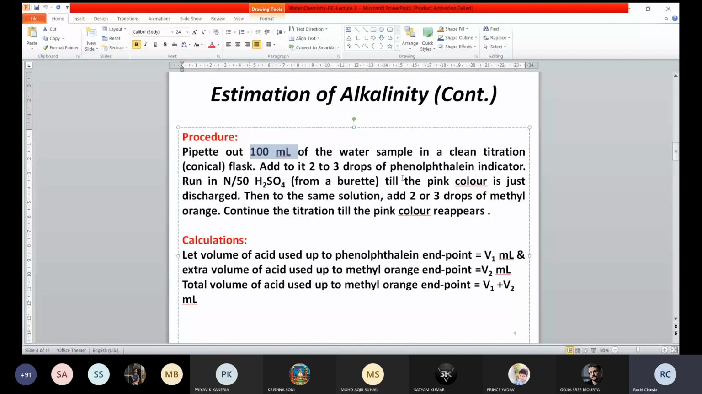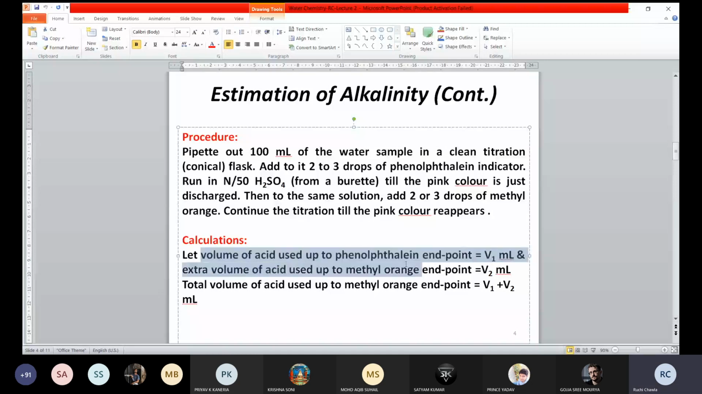So you will get a pink color. At that point, you will now run in the acid filled in the burette. Standard acid, that means the concentration is known. It is N by 50 H2SO4, suppose. So you go on adding acid from the burette into the conical flask until you see a colorless solution. The color is just discharged. As soon as the color changes from pink to colorless, you stop the cork of the burette and note down the phenolphthalein endpoint. Say the volume of acid used up to phenolphthalein endpoint is V1 ml.